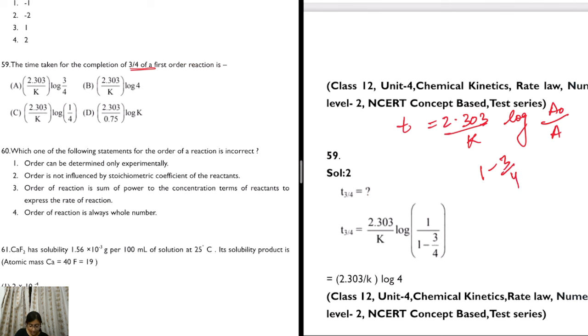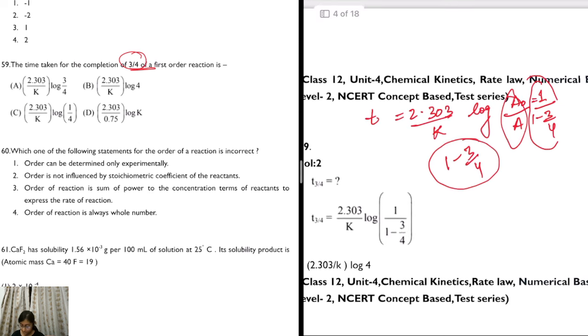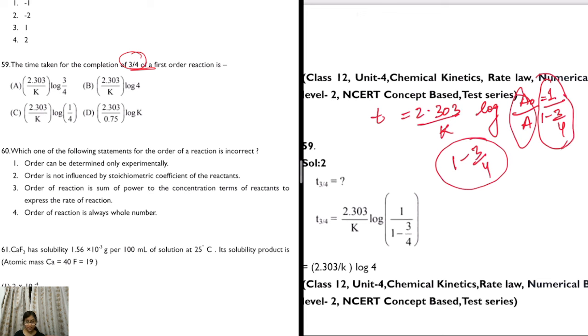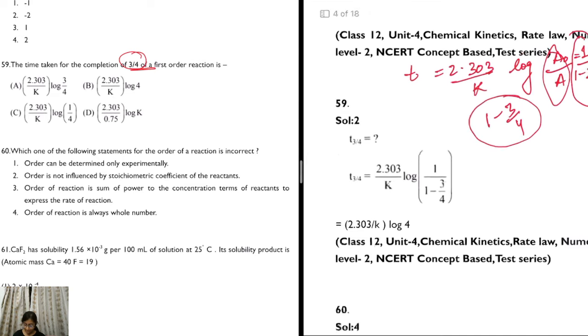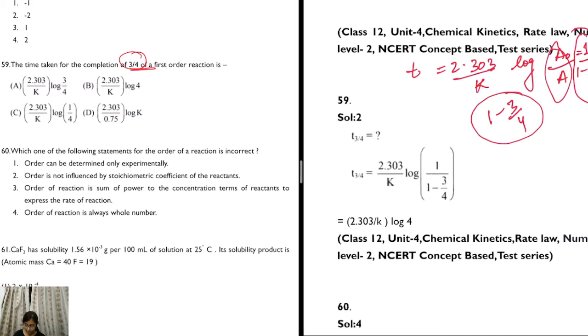Why? Because it is given that this is the time taken for the completion of 3 by 4 of the reaction. So how much is left? This would be left, if I consider 1 to be my initial concentration. So this factor will be equal to this factor. This is the remaining amount, 1 minus 3 by 4. And after solving this, you will get 2.303 upon k log 4.